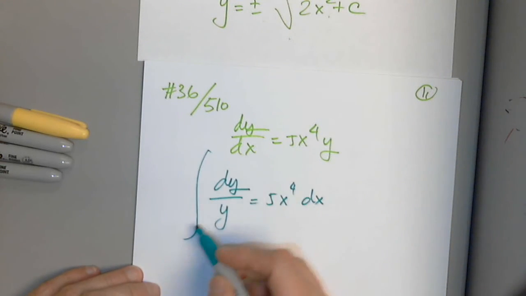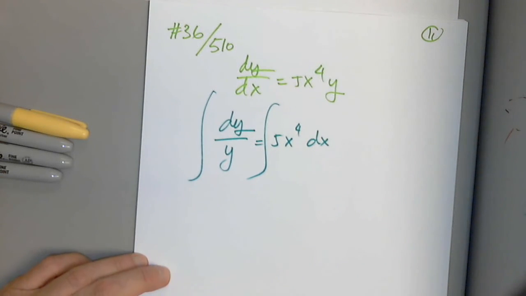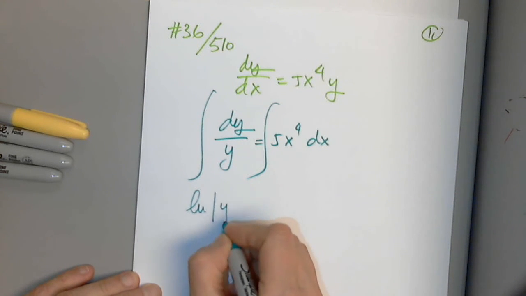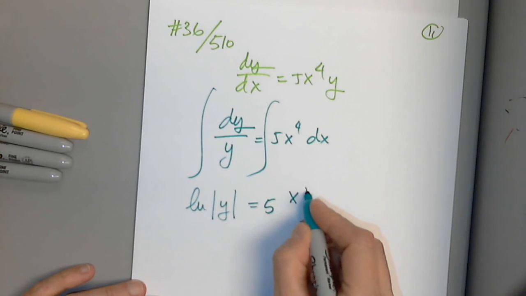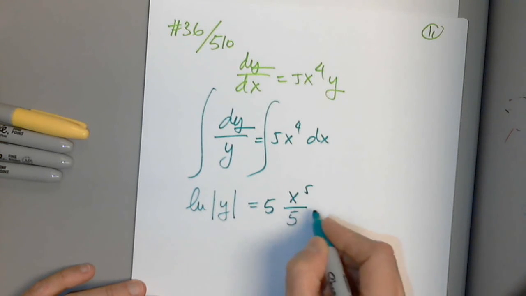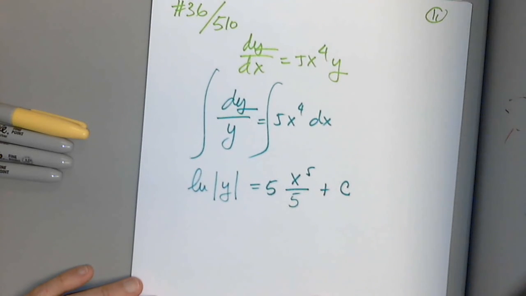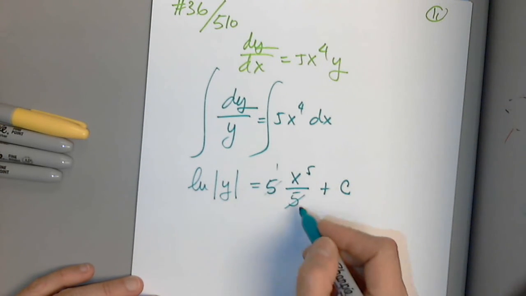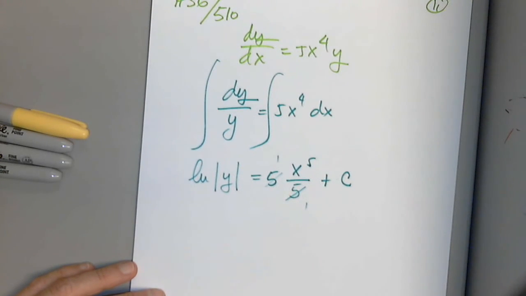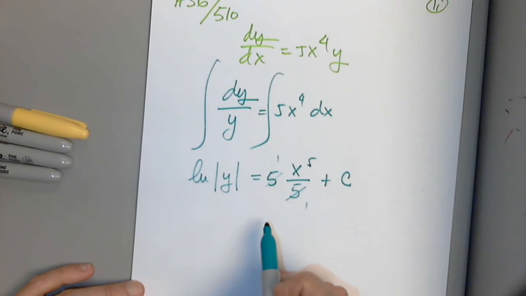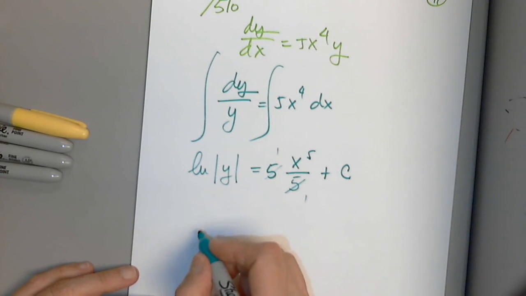Of course, this is ready for integration. Which function prime is 1 over y? The absolute value of y, very good. And this is 5x to the fifth divided by 5 plus a constant c. How do I solve this? This is slightly more difficult.